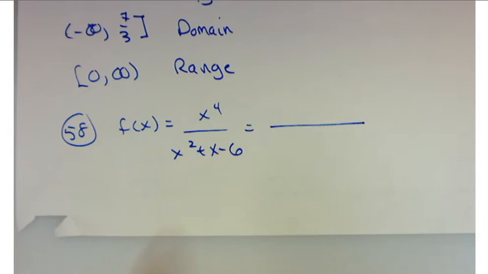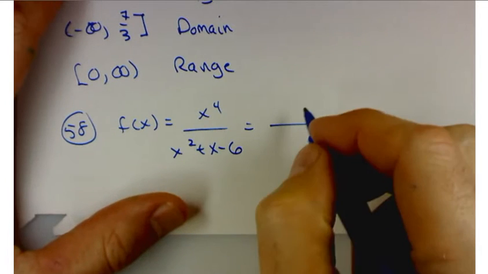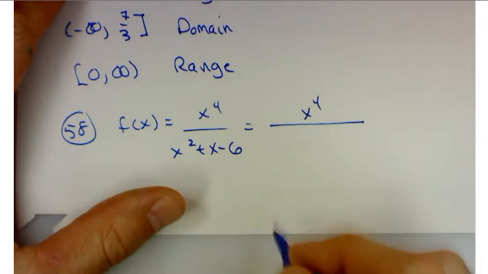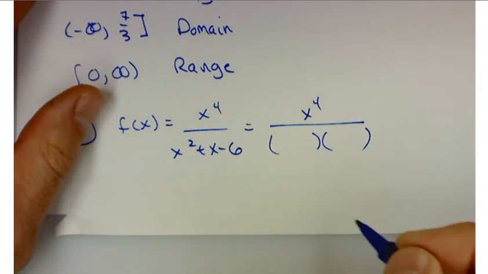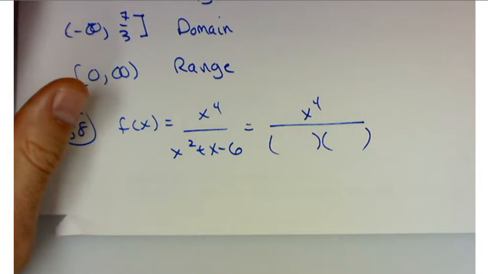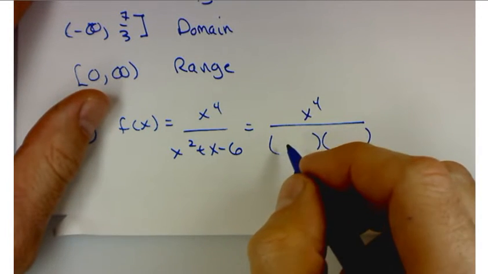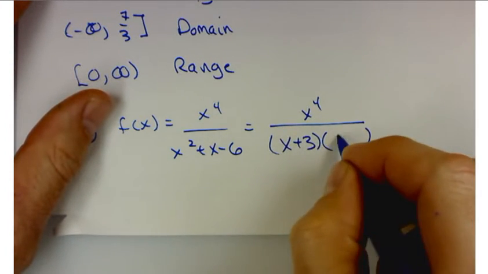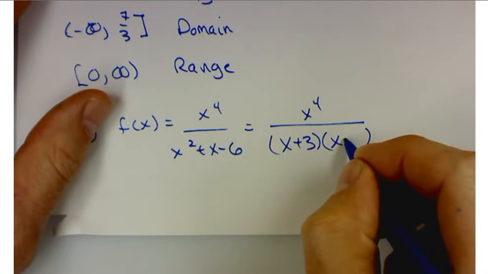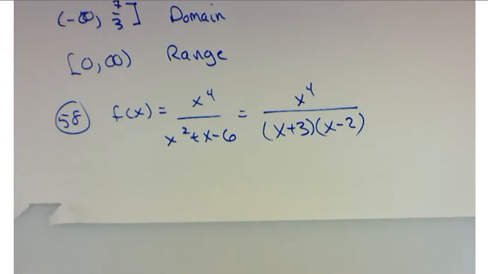What could go wrong with plugging values of x into this function? What do we have to worry about? The denominator being 0. So, Vanya, where could the denominator be 0, or how could I figure that out? How's it factor? So plus 3 and minus 2.